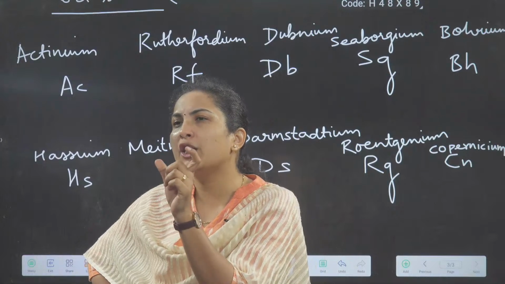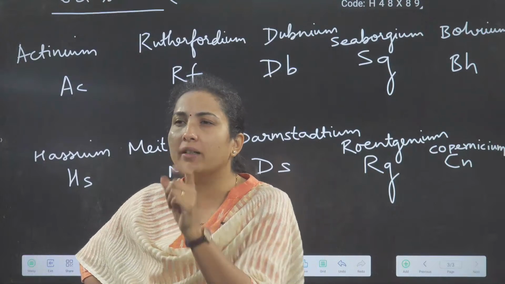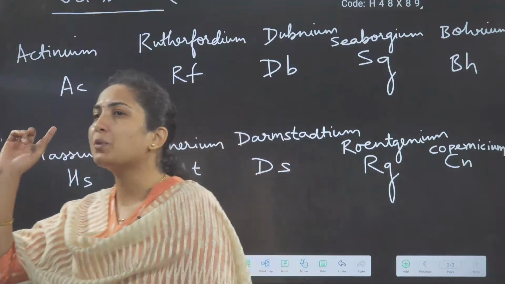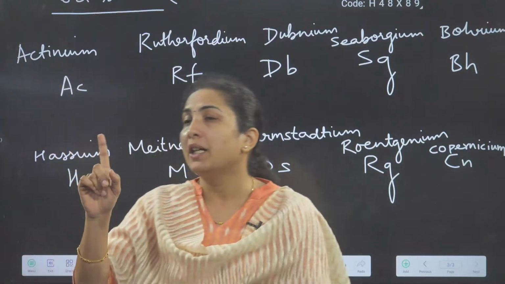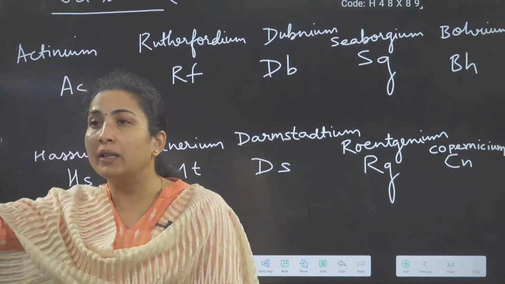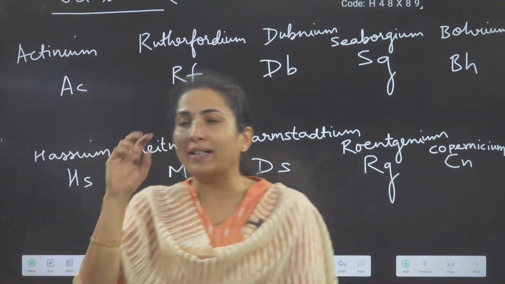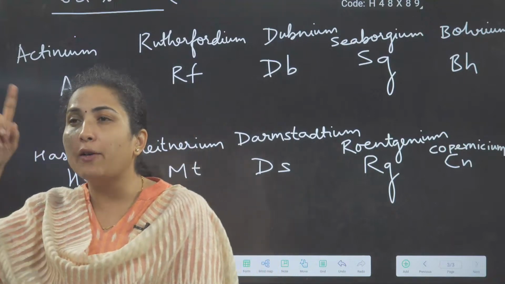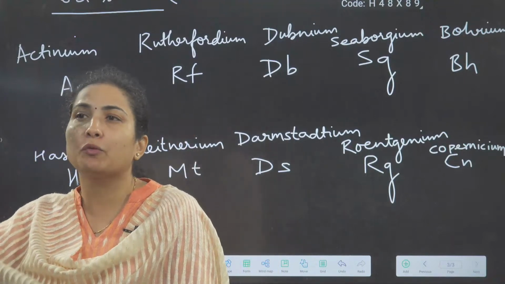Meitnerium is also based upon a female physicist, and her surname is Meitner. So based on that, the element is named Meitnerium. And the last one you are able to see is Copernicium. It is based upon the name of the astronomer Nicolaus Copernicus, who gave the idea that the Earth revolves around the sun. So these are a few which are based upon the names of scientists.